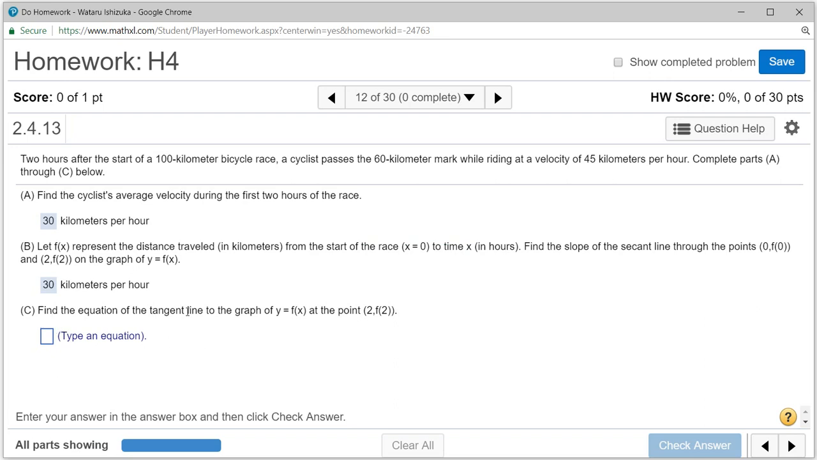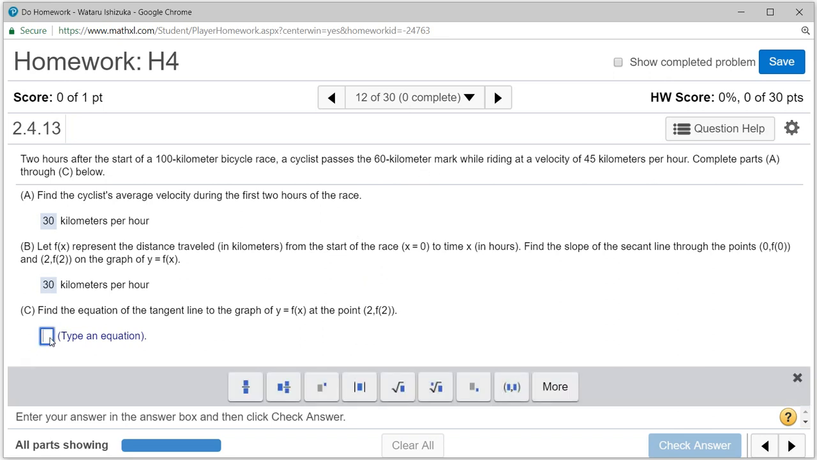So we got that. All right, find C. Find the equation of the tangent line to the graph of y equals f of x at the point (2, f of 2), right? So that's at the 60-kilometer mark, right? So we know that here, right? So the point is 2, then f of 2 is 60 kilometers, right? And the velocity is 45 kilometers per hour, so that's the slope of the tangent line, right?